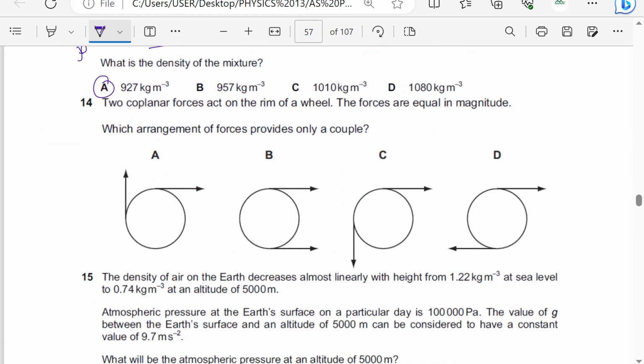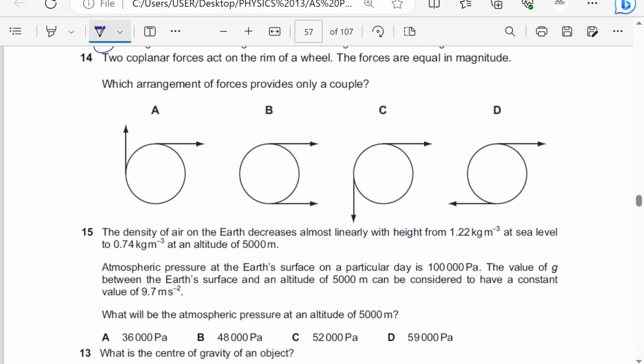Two coplanar forces act on the rim of a wheel. The forces are equal in magnitude. Which arrangement of forces provides only a couple? So for a couple, the forces shall never meet. This one is out because if I prolong these ones, the lines of action meet. These ones are pointing in the same direction, so they don't constitute a couple.